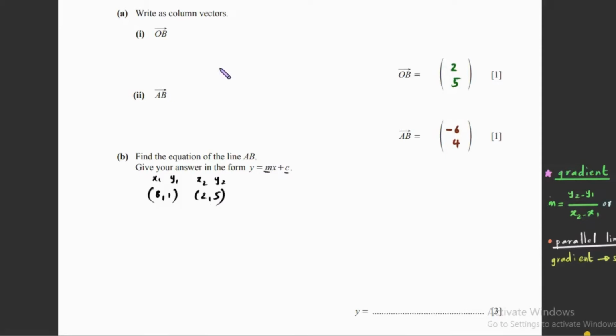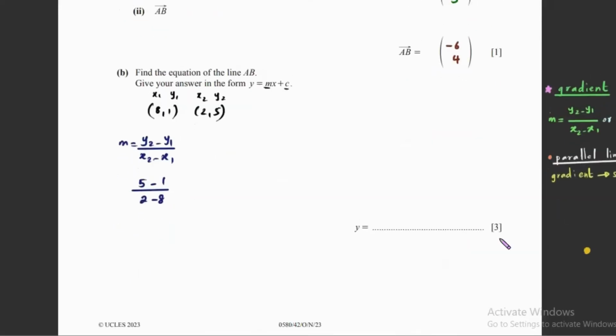We're going to make use of the gradient formula, which is y2 minus y1 over x2 minus x1. So I'm going to substitute into this formula. y2 is 5, so that's going to be 5 minus y1, which is 1, over x2 is 2 minus x1 is 8. When I simplify this, I get 4 over -6, which is the same as -2 over 3. So this is the gradient that we get.